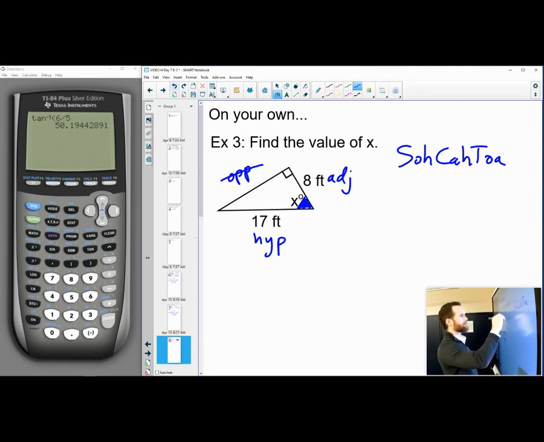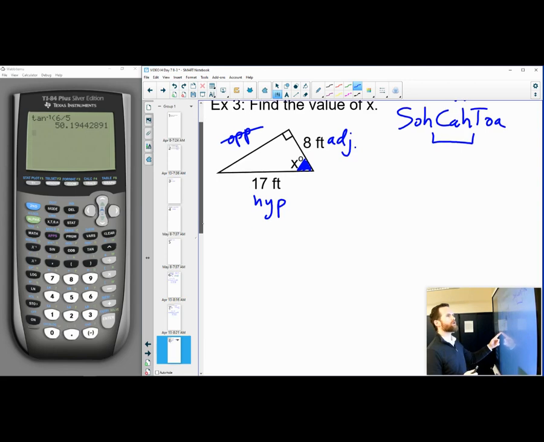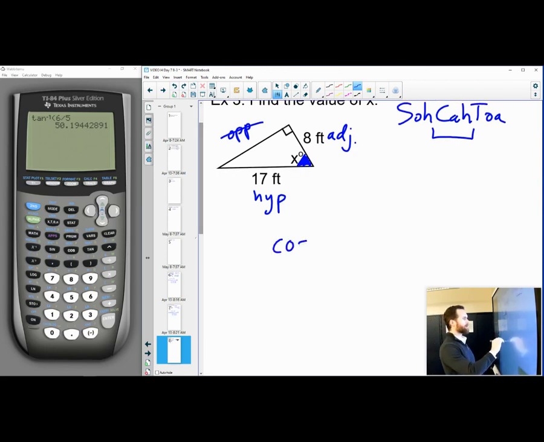Oops, let's put that back in. Didn't mean for that to go away. So adjacent and hypotenuse, that's the middle part of SohCahToa. That's got the A and H that we're looking for. So we have to use cosine. It's going to be cosine of the angle, which is x degrees, equals the ratio. Cosine is adjacent over hypotenuse, so it's 8 over 17.